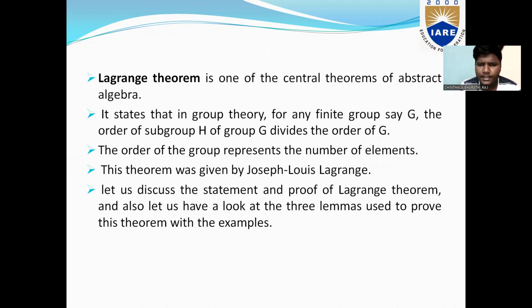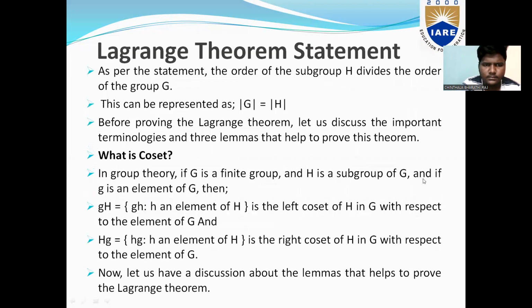Let us discuss the statement and proof of Lagrange's theorem, and also let us have a look at the three lemmas used to prove this theorem with examples. Now, Lagrange's theorem statement. As per the statement, the order of the subgroup H divides the order of the group G. This can be represented as |G| is divisible by |H|. Before proving Lagrange's theorem, let us discuss the important terminologies and three lemmas that help to prove this theorem.